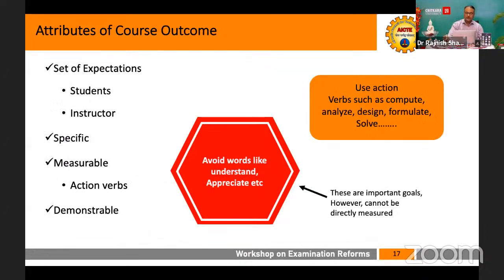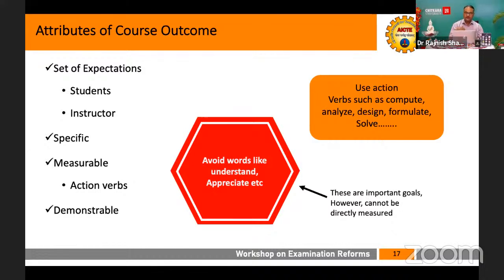Then there are some attributes of course outcomes as well. Set the expectations of students and instructor. We should be able to use action verbs. It is clearly written, avoid words like, what words? Understand, appreciate. Rather, what is important is to use action verbs like compute, analyze, design, formulate, solve.